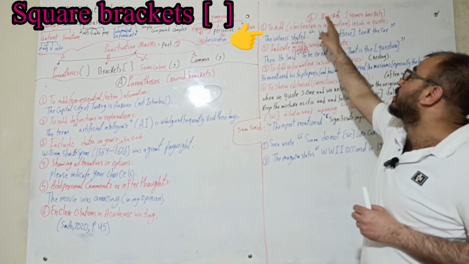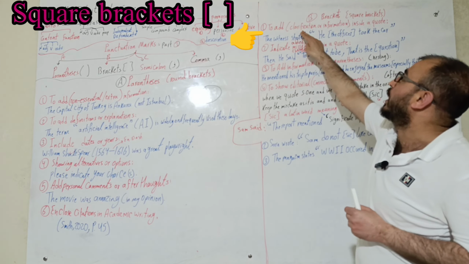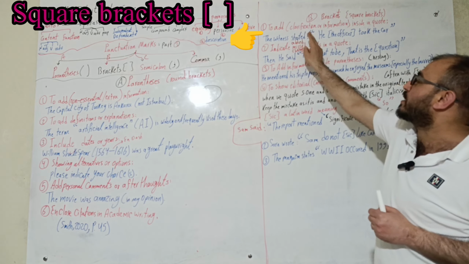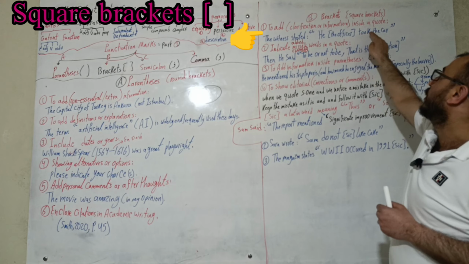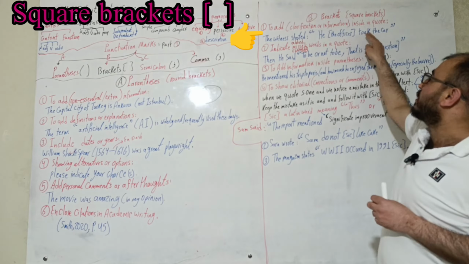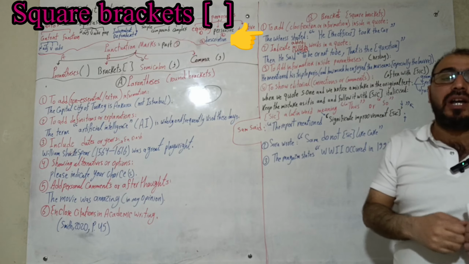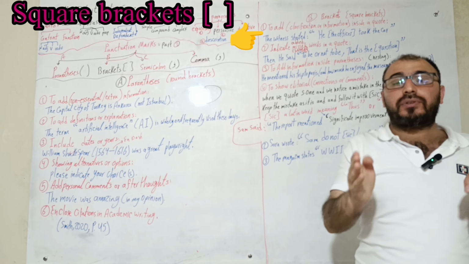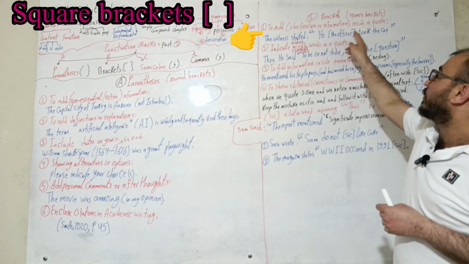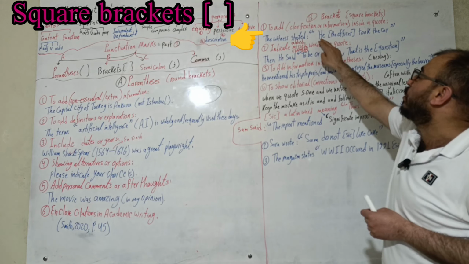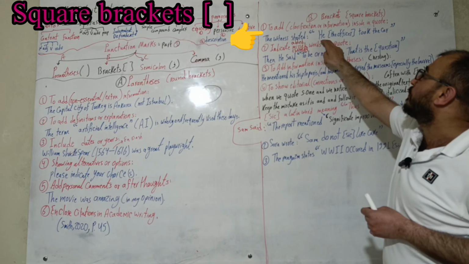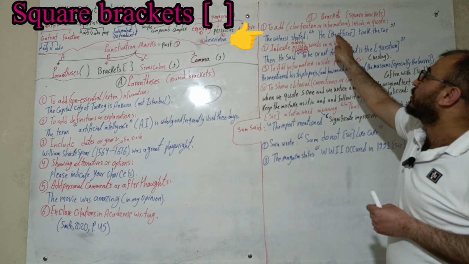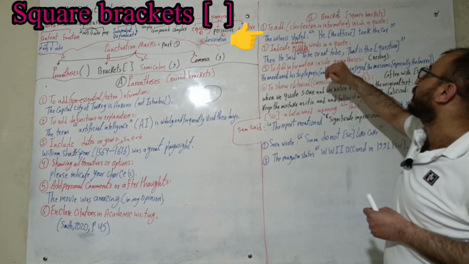The first use, my friends, of square brackets is to add a clarification or information inside a quote. Let's consider this example. The witness stated he [meaning the officer] took the car. As you see, my friends, here we have taken this part from a novel, for example, and the reader who hasn't read the previous chapters of the novel cannot recognize who is referred to with the pronoun he. That's why we add this clarification to tell the reader that he refers to the officer.